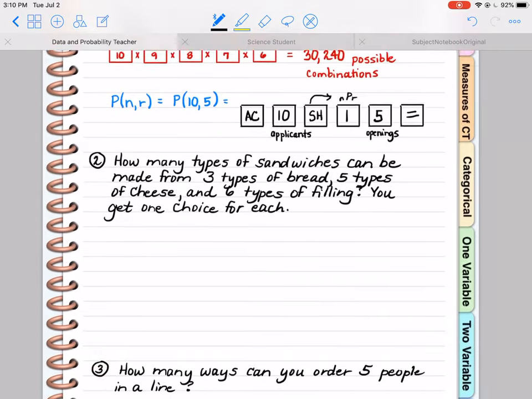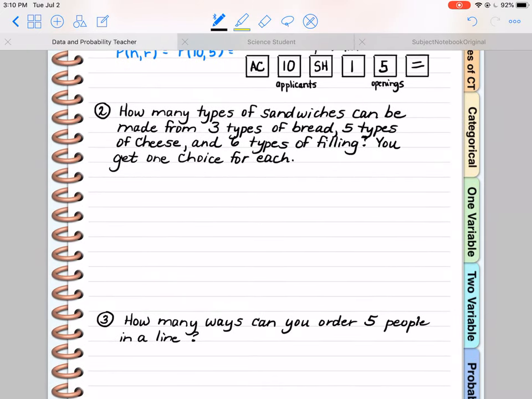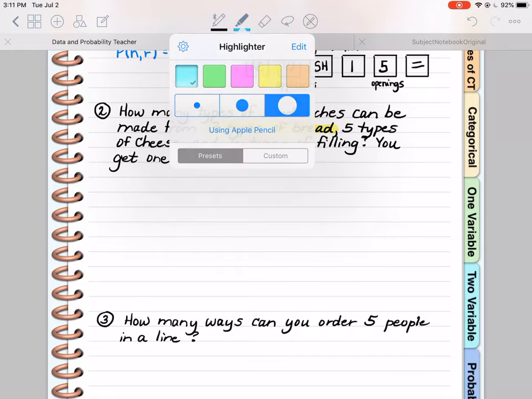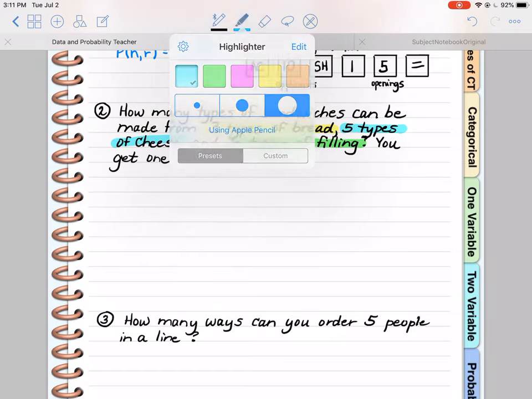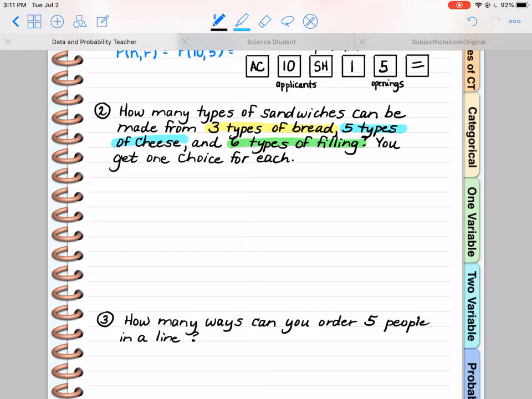Okay, number 2. This is not really the same kind of problem, but I wanted to put this in there just so you could see one of these examples. How many types of sandwiches can be made from 3 types of bread? So maybe you can choose white, wheat, and pumpernickel, 5 types of cheese, and I won't make those up, and 6 types of filling. Filling would be like ham and turkey, salami, whatever they have at this deli.